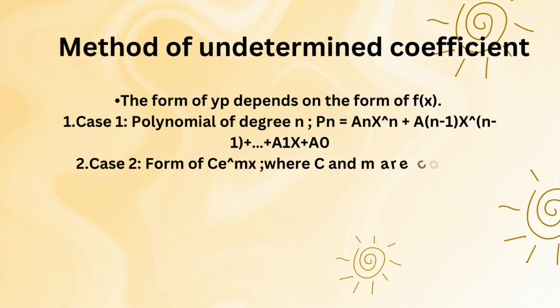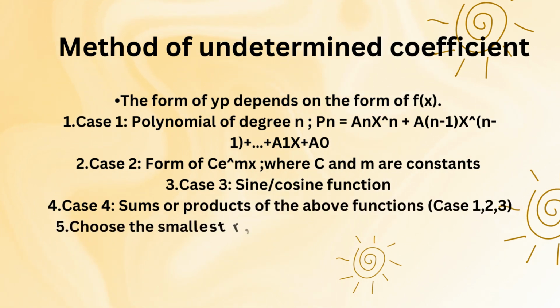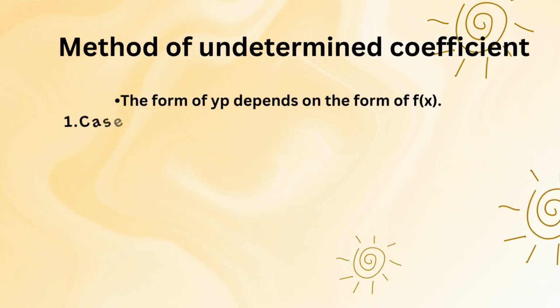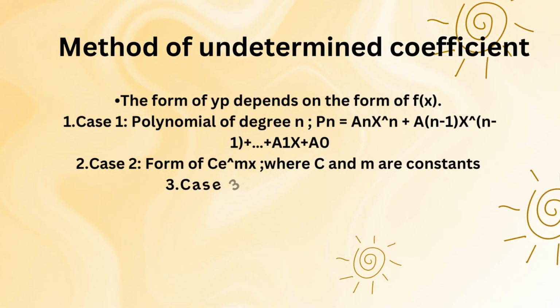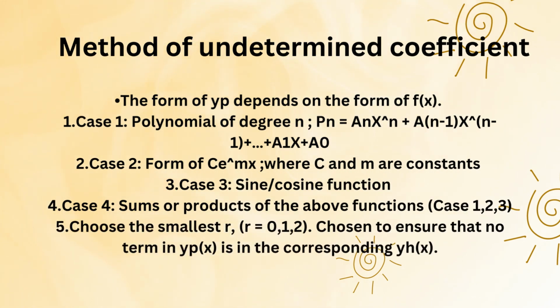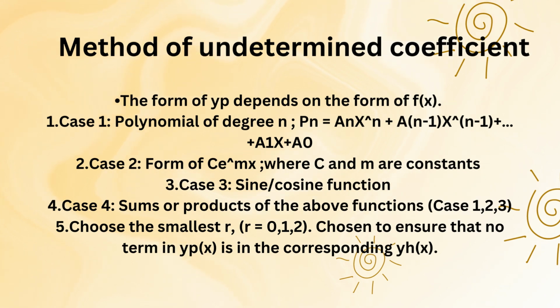For method of undetermined coefficient, the form of yp depends on the form of f(x). There are 4 cases for the method of undetermined coefficient. First, case 1, polynomial of degree n. Second, case 2, form of C e to the power of mx where C and m are constants. For case 3, sine and cosine function. For case 4, sums or product of the above functions.